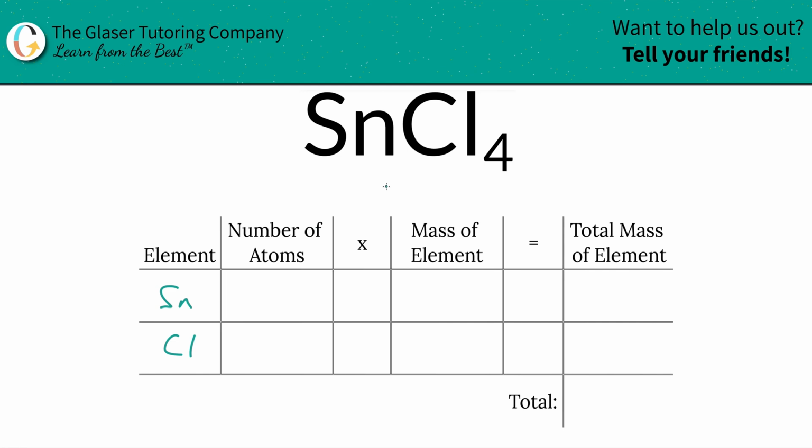Next is to identify the number of atoms, and that's where the subscripts come into play. Now, if you don't see a subscript at the bottom of the element, just simply write in a 1, and that's what it is assumed to be. So there's 1 tin and there are 4 chlorine.